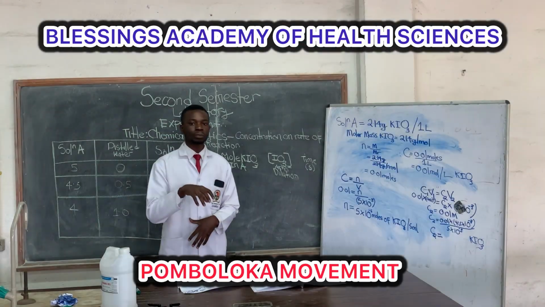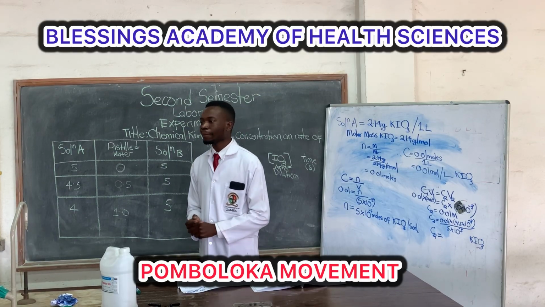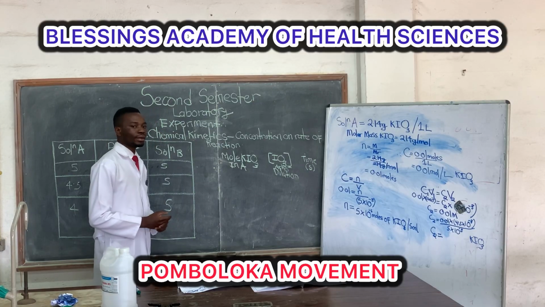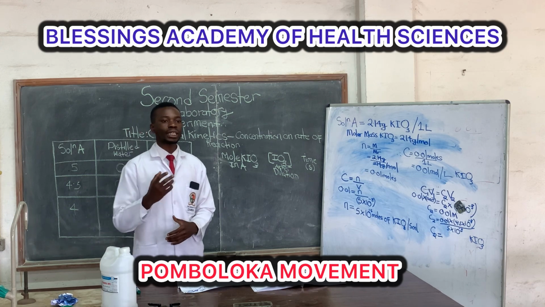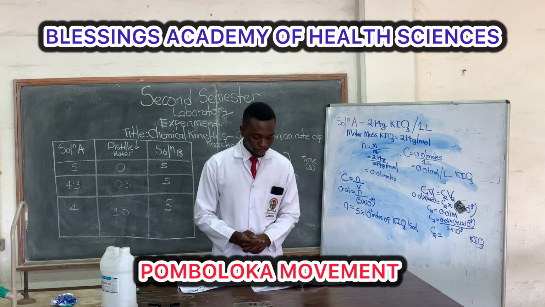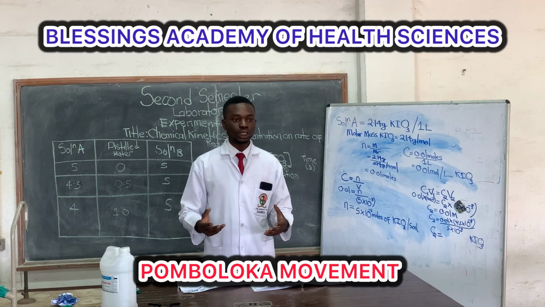So what are you supposed to understand in this experiment and what are you supposed to focus on? Under the chemical kinetics experiment, we're going to be given two reactants, okay? The first reactant is going to be potassium iodide. Then the second reagent that is going to be given is hydrogen sulfate.